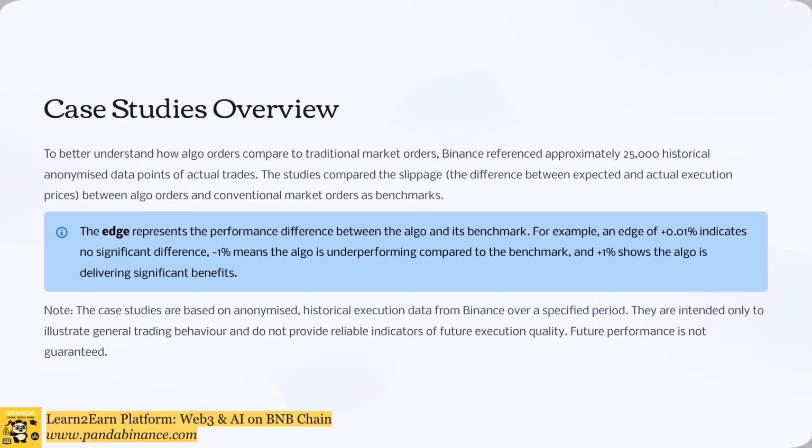advantages. We define edge as the performance difference between an algorithmic order and a traditional market order. A positive edge suggests the algorithm outperformed the traditional order, while a negative edge indicates underperformance. Importantly, the data presented reflects past performance and should not be taken as a predictor of future results.